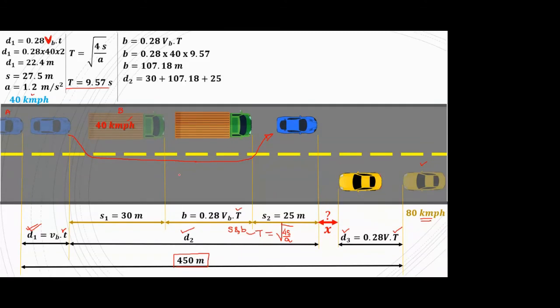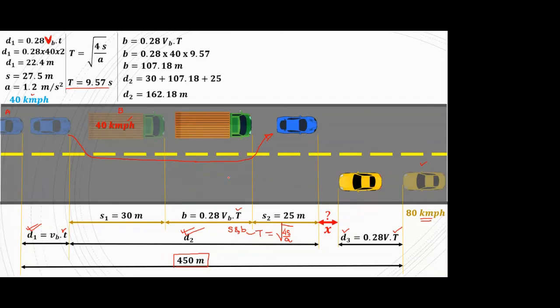Now again, we know the value of B, we know S1, we know S2. Now simply we have to add all the three terms and we get the distance D2 that is needed, or the second component of the overtaking sight distance. Okay, it comes out to be 162.18 meters. Okay, so this D2 is also identified.